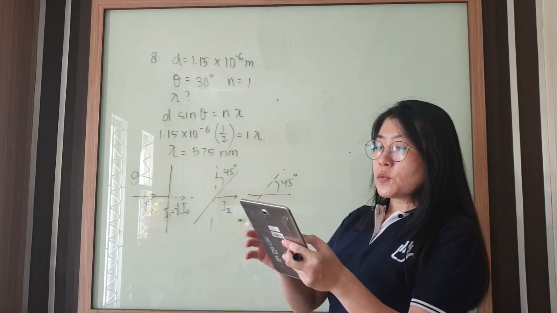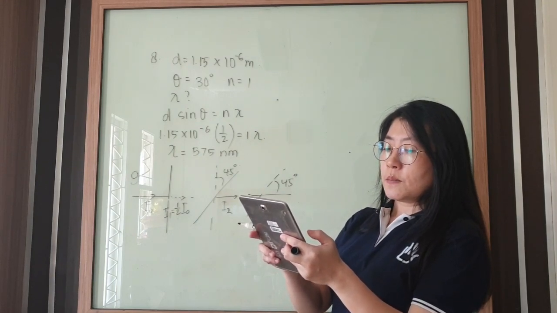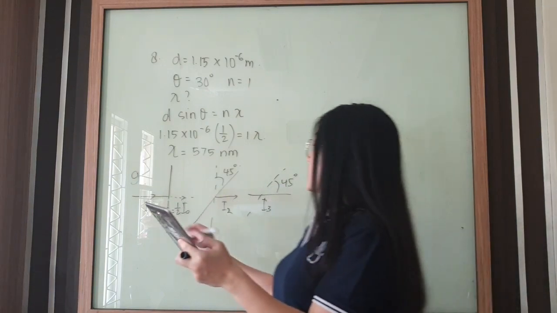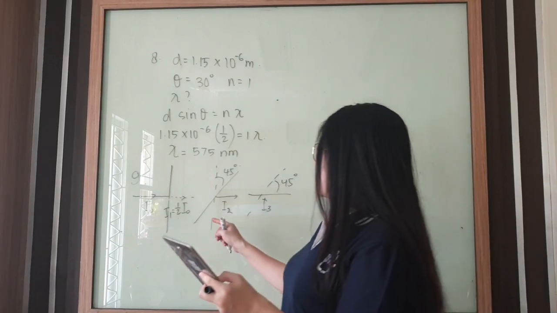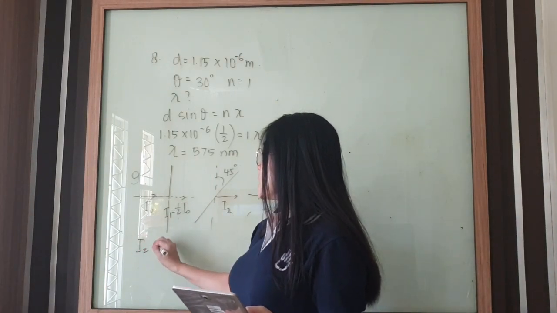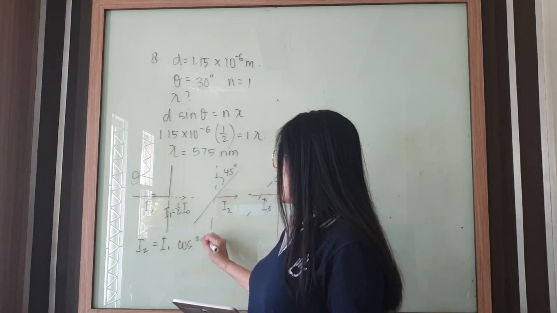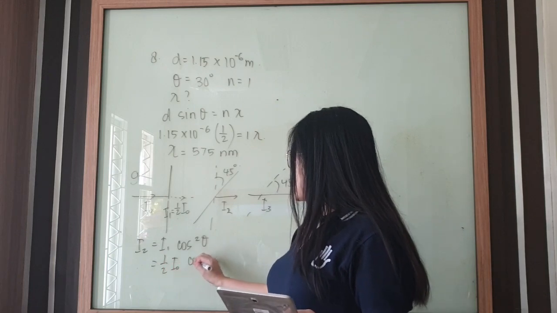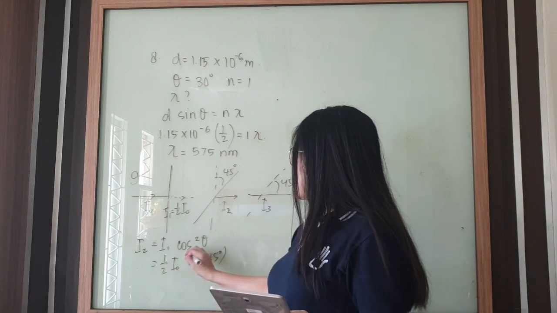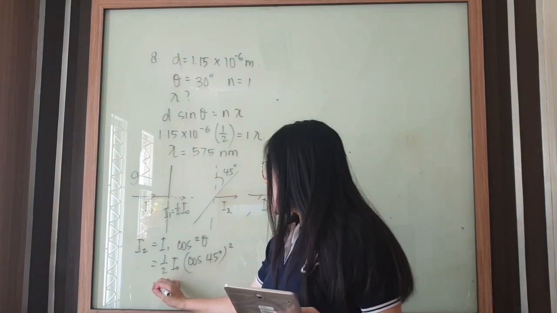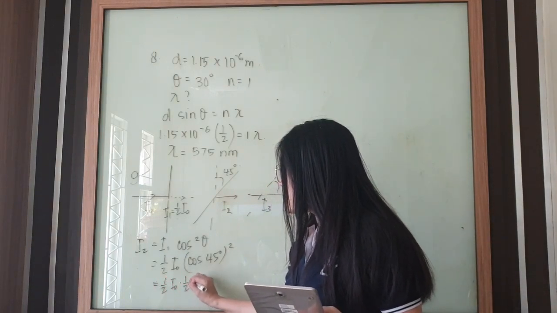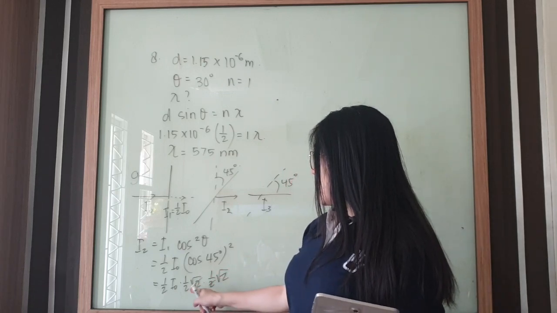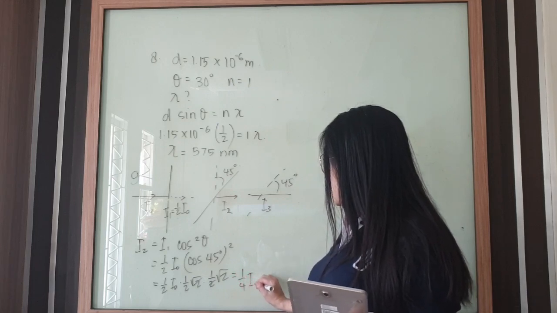What is the relationship between the intensity of light emerging from the third filter, I3, and the incident intensity I naught? First, I want to find I2. I2 is I1 times the cosine squared of theta. And this will be a half I naught times the cosine of 45 degrees squared. So I have a half I naught times a half times the square root of 2 times a half times the square root of 2. This will be 1/4 I naught.